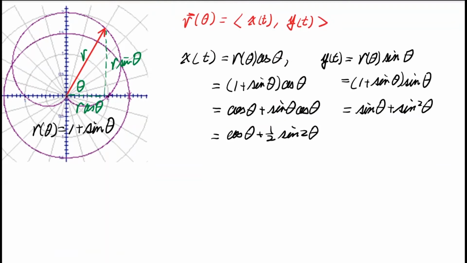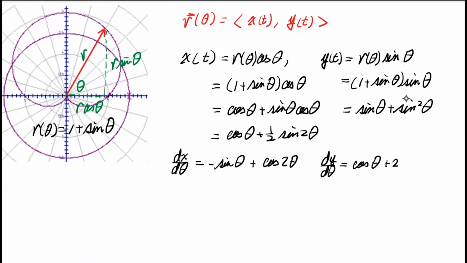Good. So the next natural thing to do is, of course, dx over d theta. So this becomes negative sine theta plus, and that half is going to be cancelled by the chain rule, so it just becomes cosine 2 theta. And then dy over d theta. We are using theta as parameter t kind of thing. And then this becomes cosine of theta, and this becomes 2, right, power rule.